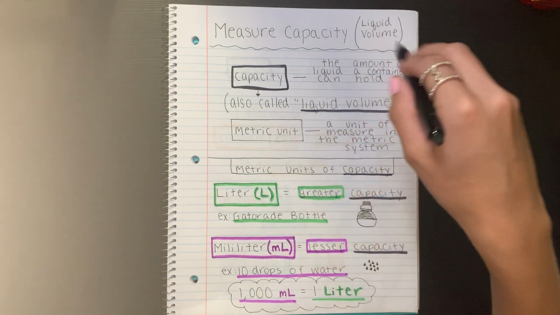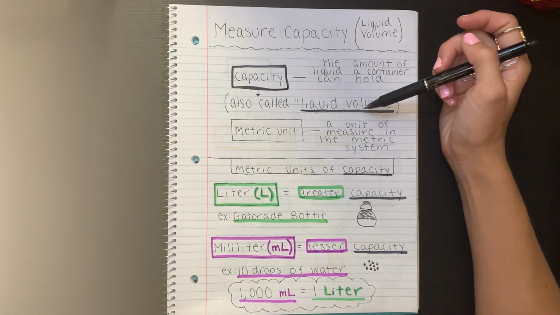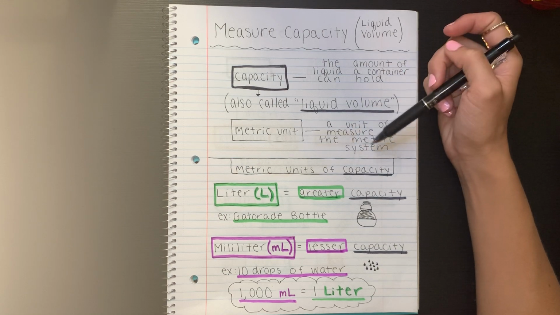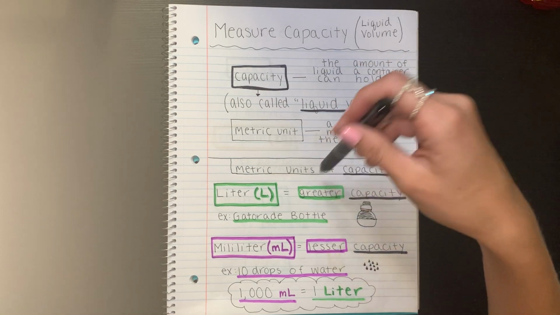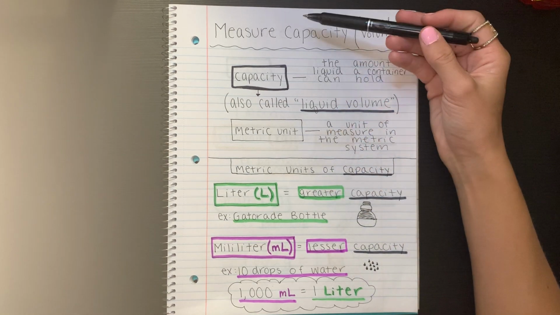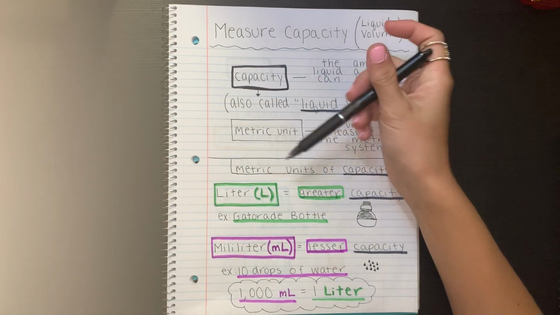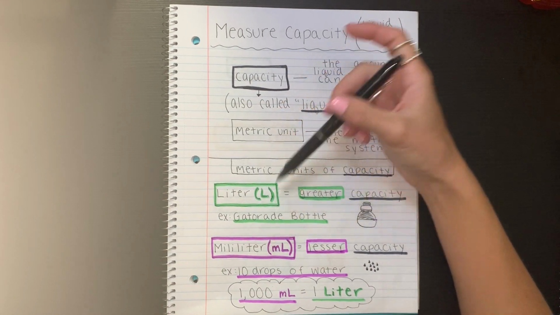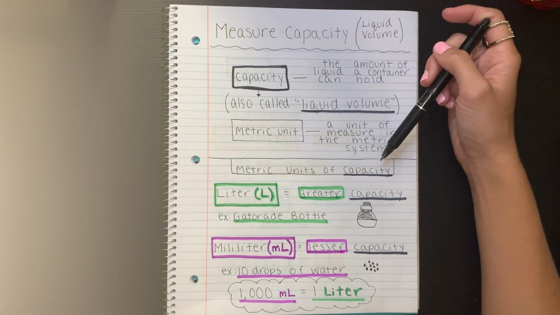So that's the same with measuring capacity and mass, is that there's a unit, which is a unit of measure in the metric system. And that unit that we're going to focus on right now, they're all going to be for capacity. So capacity and metric units aside, we're going to look at liter and milliliter. So these are metric units of capacity.